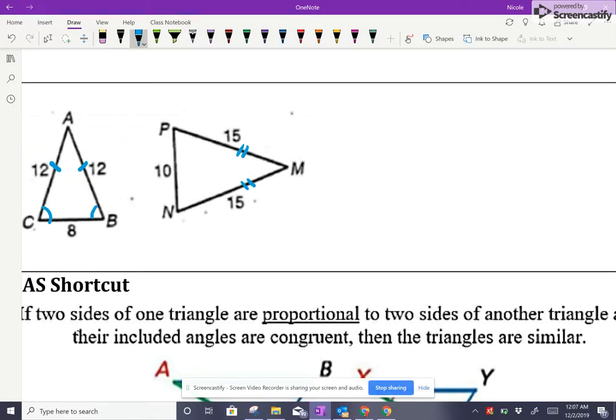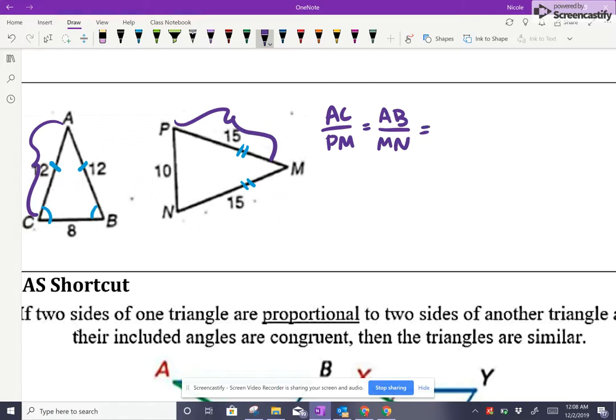So if I have two sets of sides that are congruent to each other, do I need to do 3 ratios or do I just need to do 2? Honestly, I just need to do 2 because I'd just be repeating the same thing. So I have AC and I'm going to compare that to PM. So AC over PM, since these are congruent to AB over MN, they should come out to be the exact same thing. So AC is 12 over PM, which is 15. I can reduce these both by 3, which gives me 4 over 5.